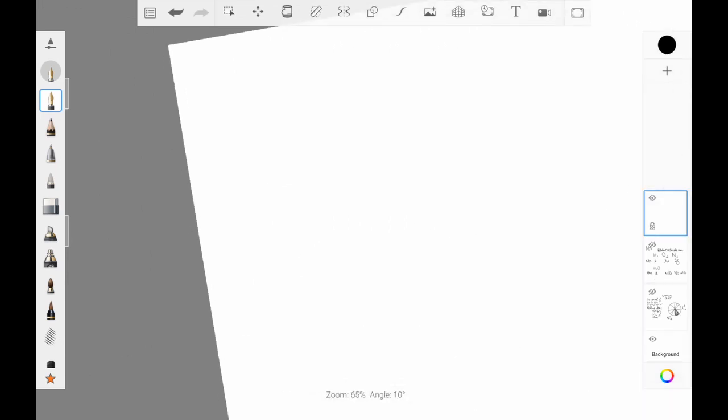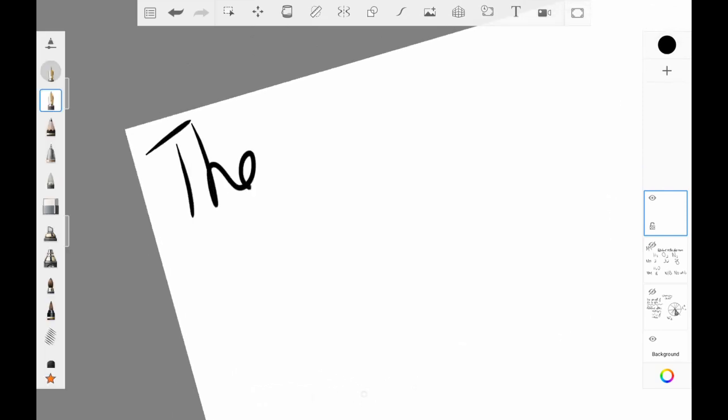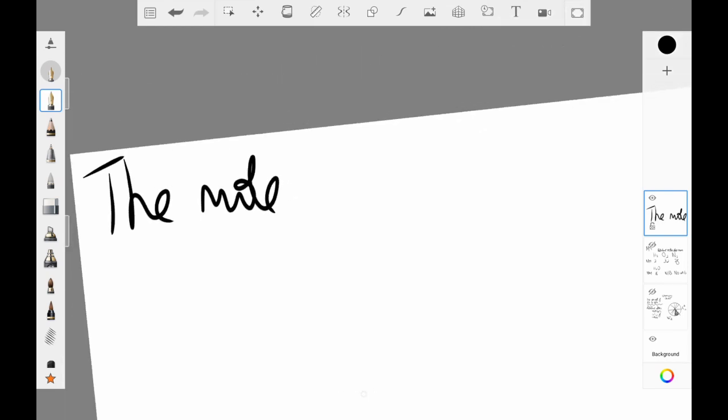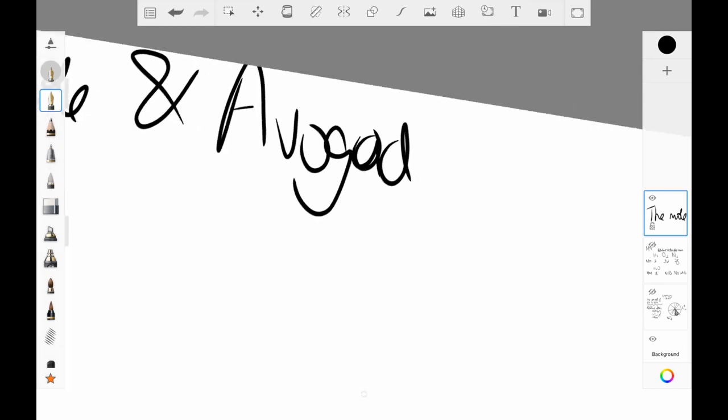Now we'll be looking at the concept of the mole. I know most of you are thinking of the animal, but yeah, we'll be looking at the mole and Avogadro's constant. Let's write that down. Avogadro's constant.